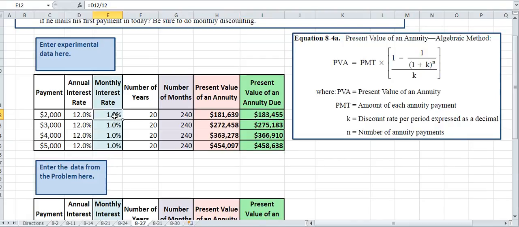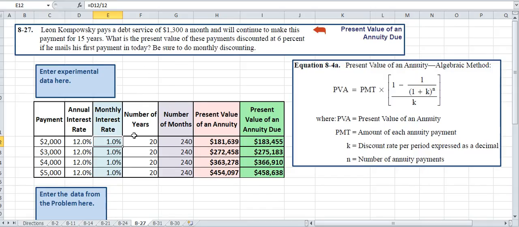So I have a formula in these cells right here that divides the annual interest rate by 12, so you get the monthly interest rate, and that's what we're using here for K. Since our number of payments is per month, we need to multiply the years times 12. So this purple cell multiplies the number of years times 12, which would give 20 times 12 is 240, and that gives you our number for N, the number of payments.